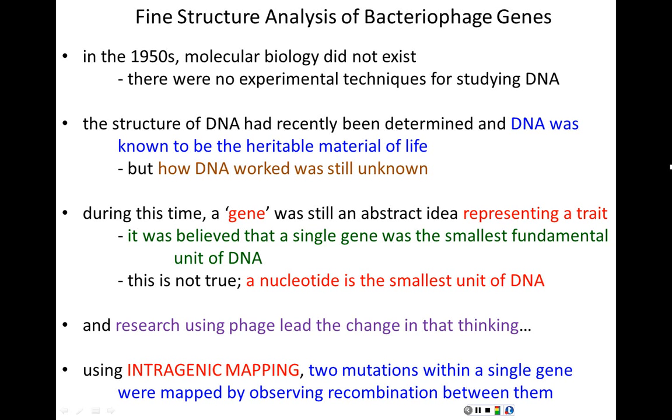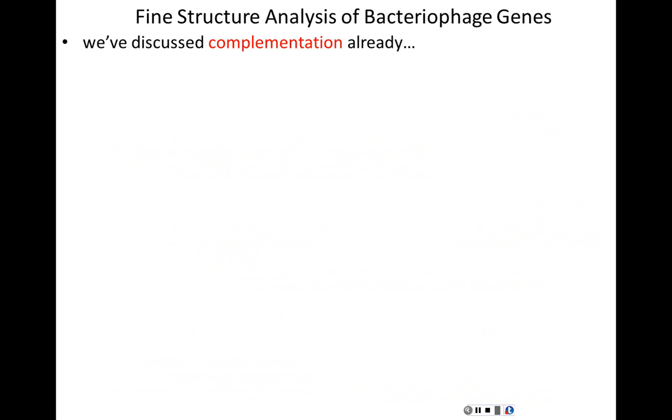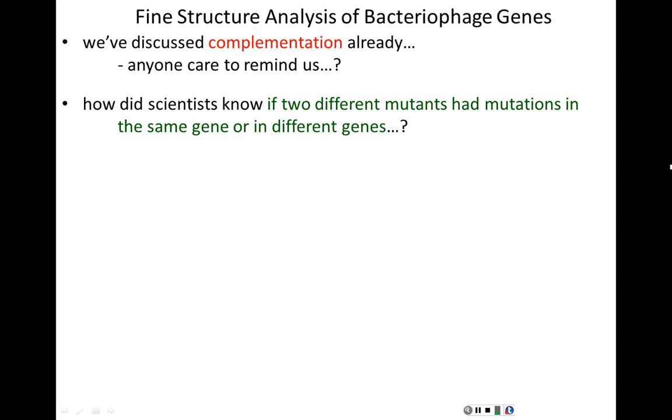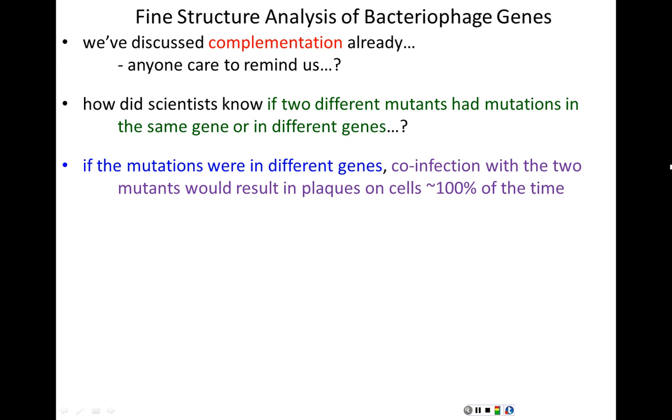So the way these experiments were done, two mutations within a single gene were genetically mapped using recombination techniques. Pioneering work. We introduced the idea of complementation in an earlier lecture. I'll review it here, though, if you don't remember how it worked. The way that scientists know if two different mutations are occurring in two different genes, and how they distinguish that from two different mutations in one single gene, is through complementation analysis. If the mutations were in two different genes, co-infection, if we're thinking in terms of phage, co-infection with the two mutants would result in plaques on cells every single time because of complementation.